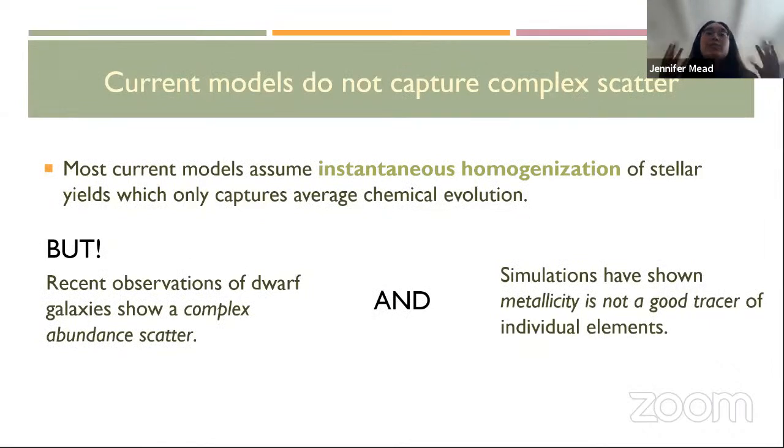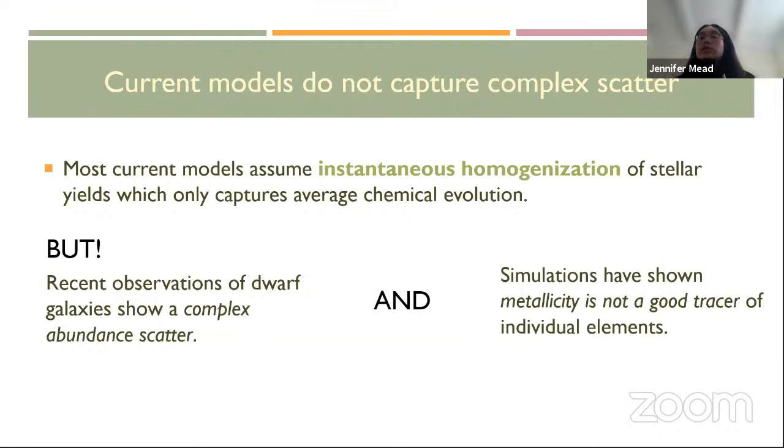Now, there's a small problem in looking at current chemical evolution models in that most of these models generally assume instantaneous homogenization of our stellar yields. And this only allows us to capture the overall broad view of chemical evolution. However, in the last decade or so, observations of dwarf galaxies have shown that there's actually a very complex scatter both within and between galaxies.